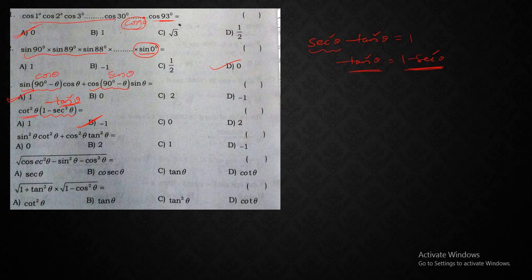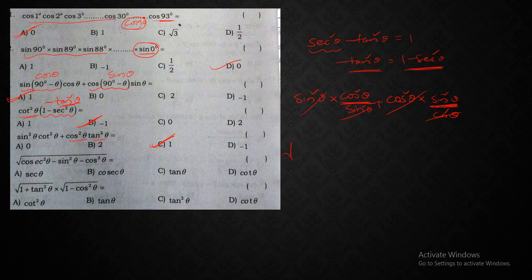Next, sin square theta into cot square theta. Sin square theta, cot square theta I can write as cos square theta by sin square theta, plus cos square theta into tan square theta, which I can write as sin square theta by cos square theta. So clearly here cos square and sin square get cancelled. Finally what I am left with is cos square theta plus sin square theta. So cos square theta plus sin square theta is 1.